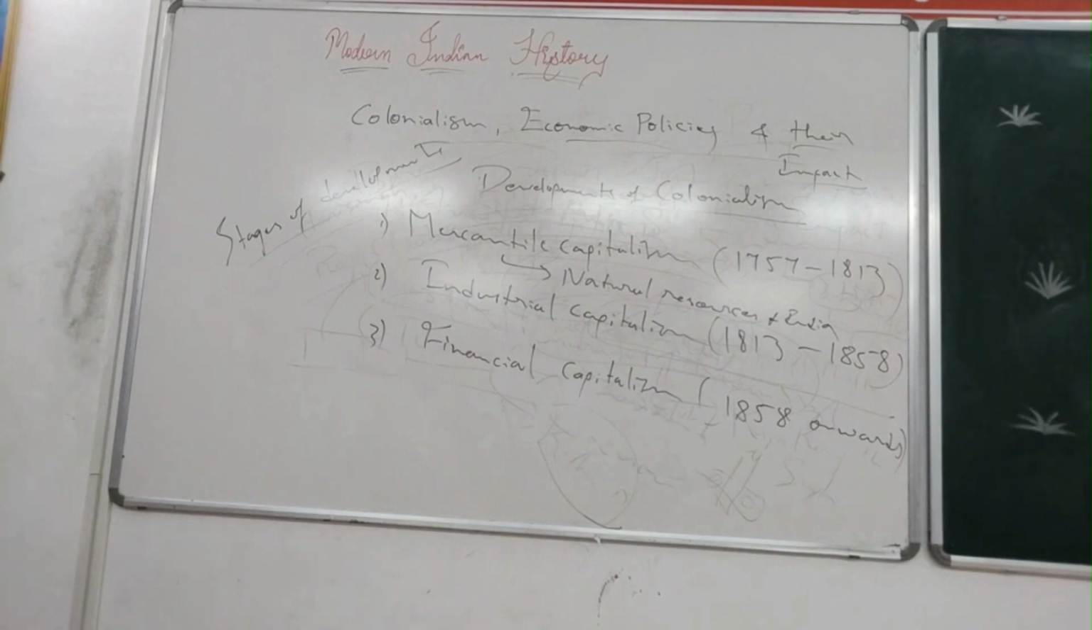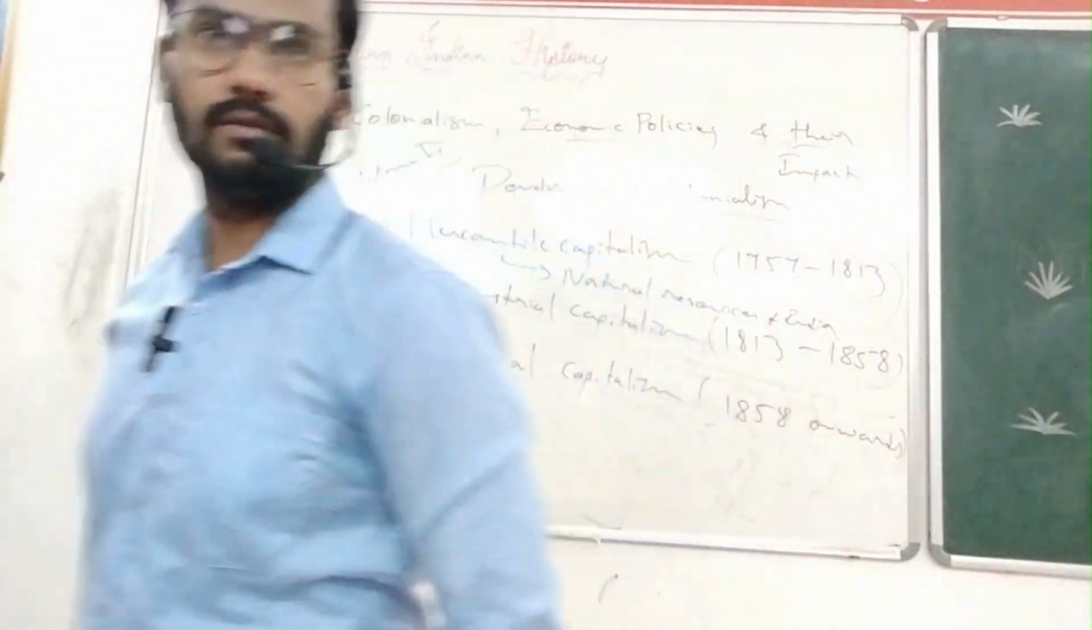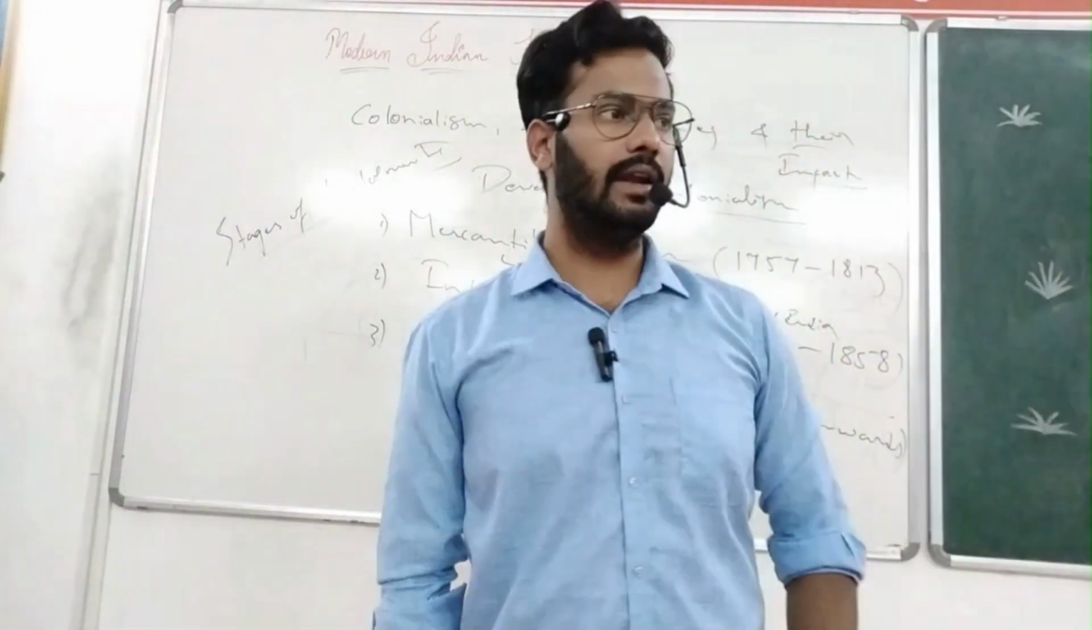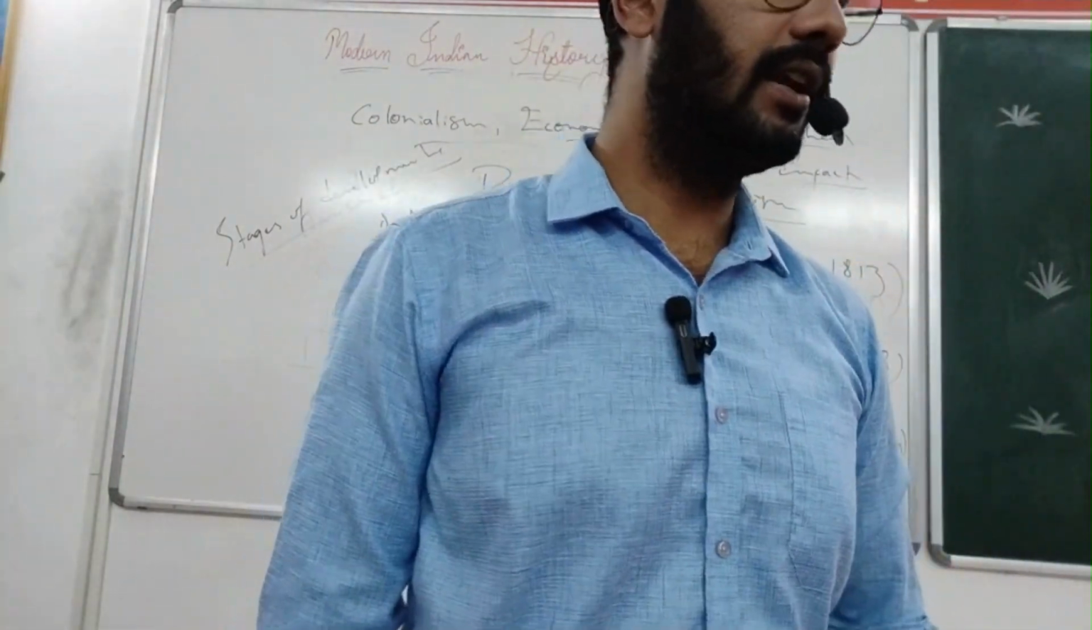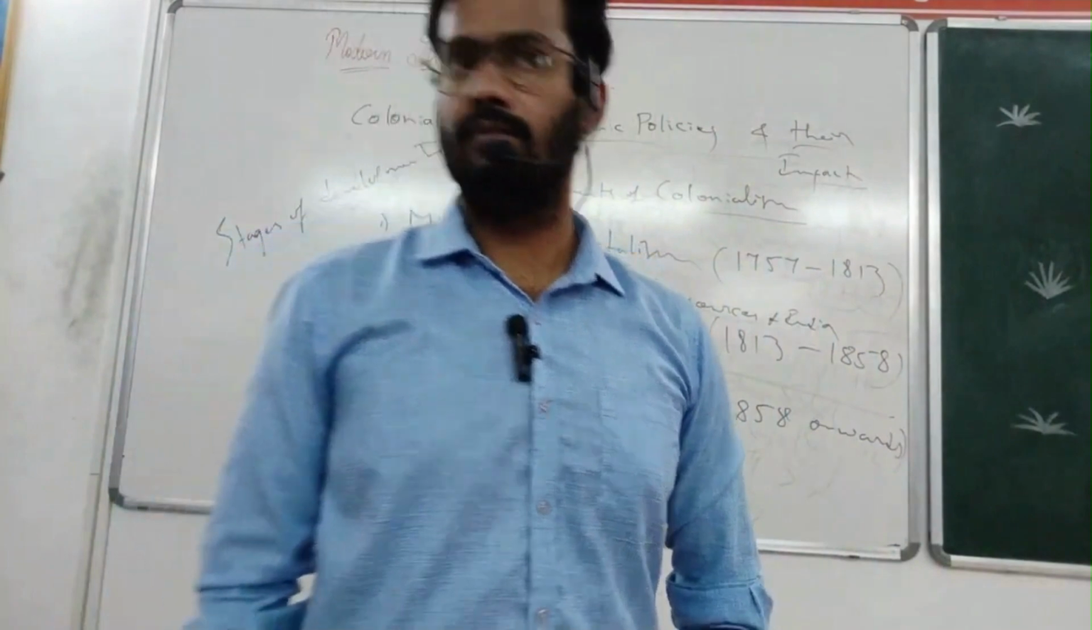Next, to capture the Indian native market for its industrial products, England went for a free trade policy with India. While discussing the Government of India Act 1833, we discussed it. In 1813, what happened?